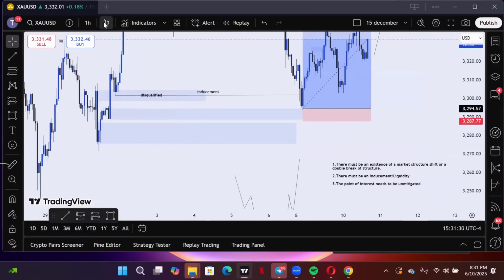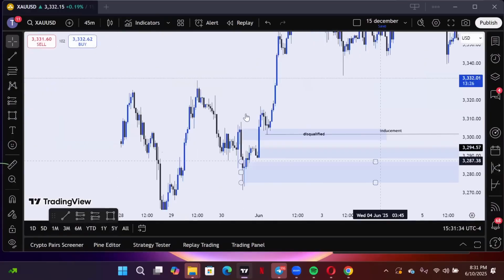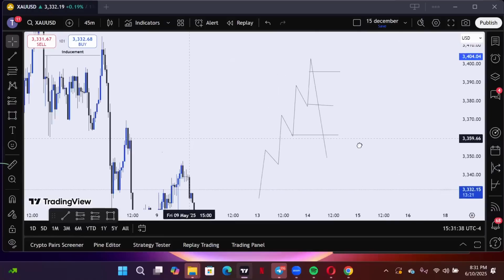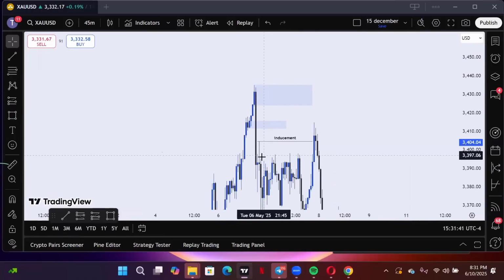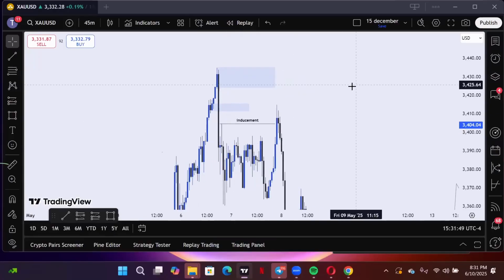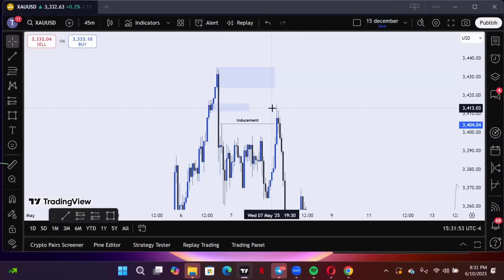Now, also the same thing for the sells, for the sell that I had here. So market gave us this structure shift to the downside. We got that as our first rule. Market pulled up here and gave us an inducement and pushed back down. We got that as our second rule. So now the third rule says the point of interest needs to be unmitigated.